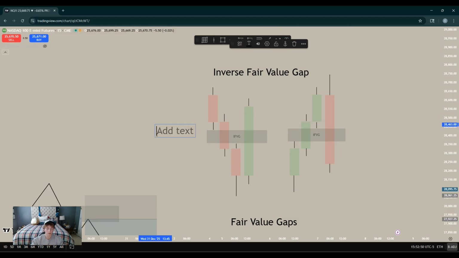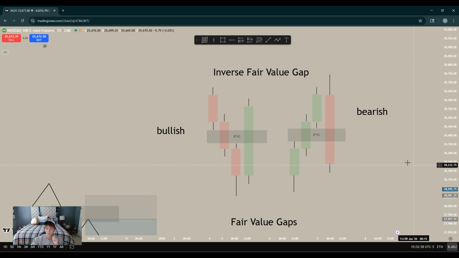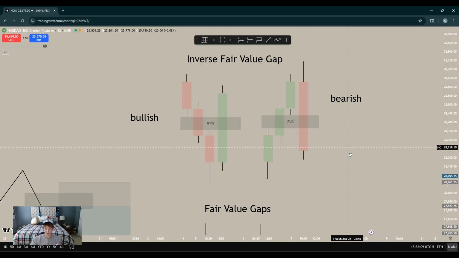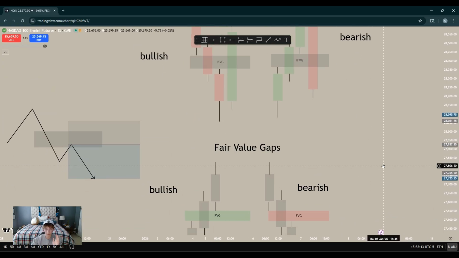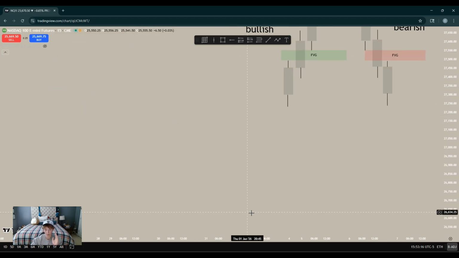Let me just write these in. Bullish and bearish. By the way, the candles don't matter. I just made these red so you would know it's a bullish example of an inverse, and so on and so forth. So now that we know what an inverse fair value gap is and what a fair value gap is, you can pair them together.